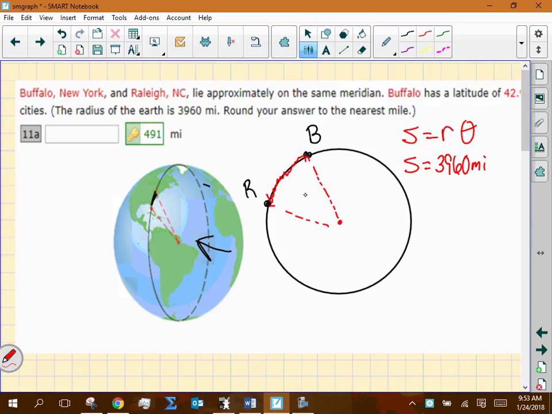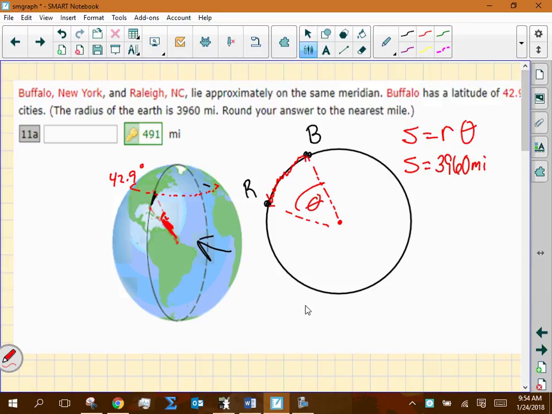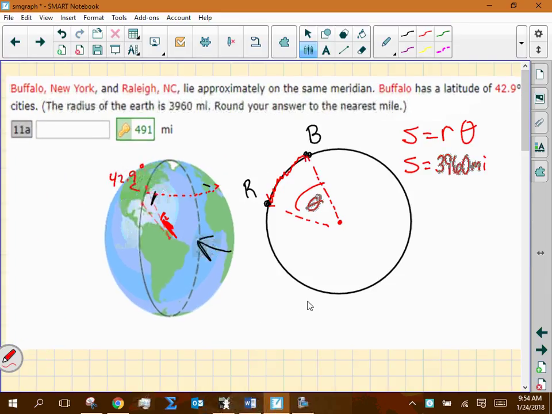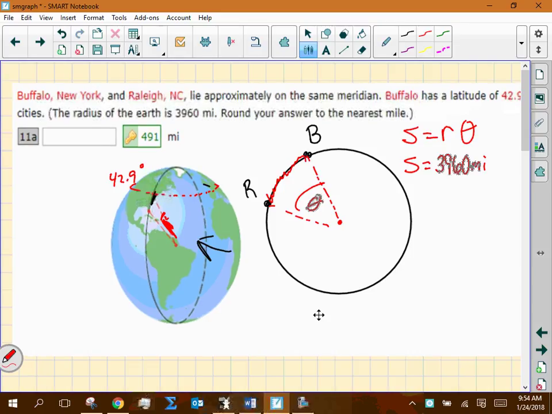Now we've got to figure out theta. Well, theta here is that angle right there. Terrible job coloring. How do I find that? This is how we find it. They tell us that Buffalo has a latitude of 42.9 degrees, and then Raleigh has one of 35.8.